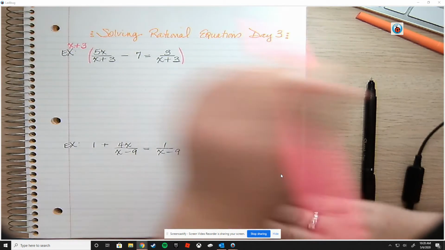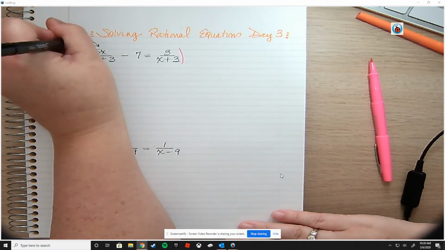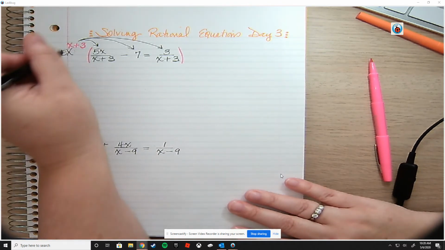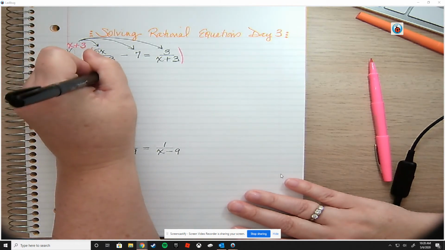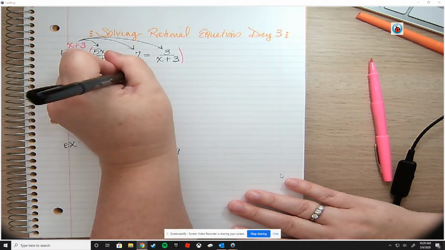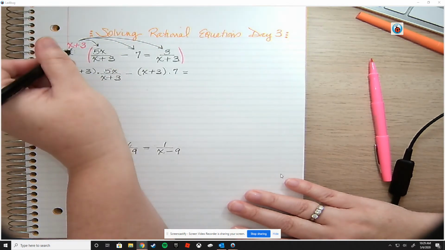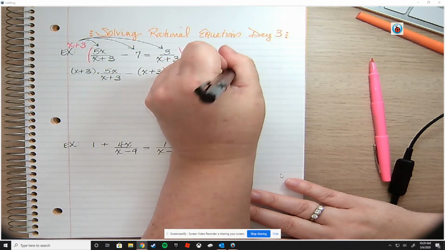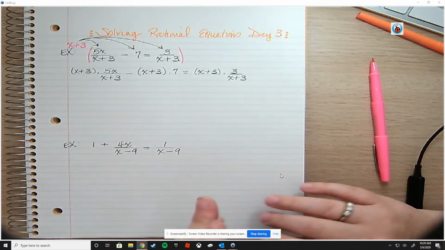Just like yesterday, I'm going to write down each step so that you can see what it looks like. And when you're more comfortable with it, you can eliminate this step. So I'm going to take x plus 3, write it in parentheses, and multiply it by 5x over x plus 3. And then minus, I'm going to multiply x plus 3 times 7 equals. And then I'm going to bring down the x plus 3 times 3 over x plus 3. This is the step that you can work to eliminate.